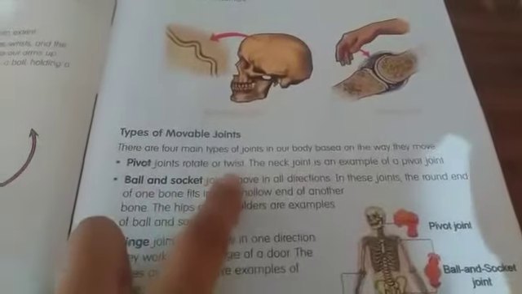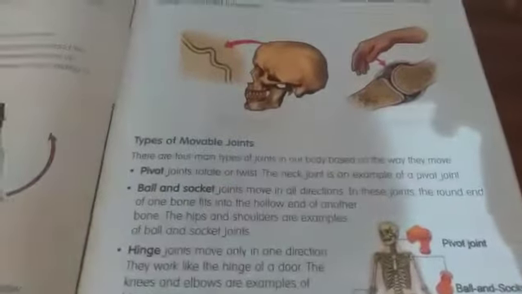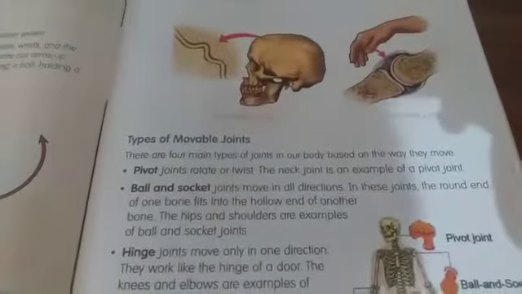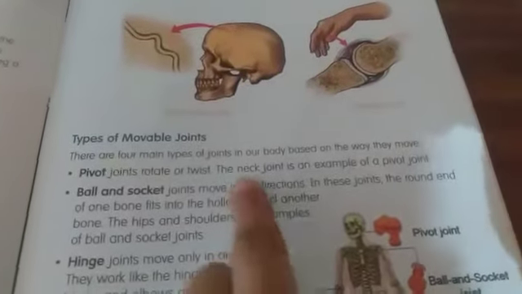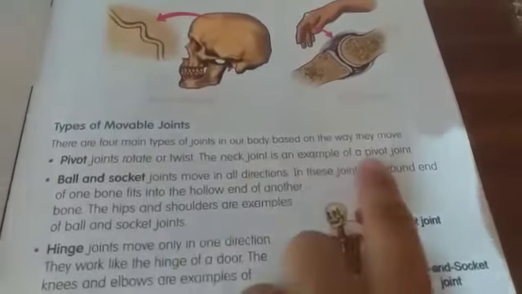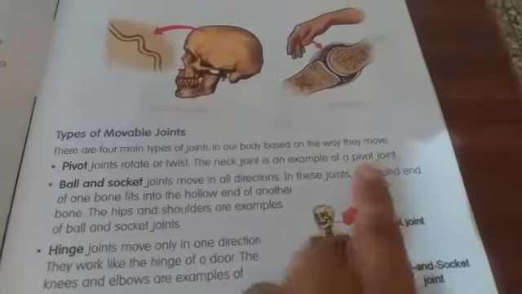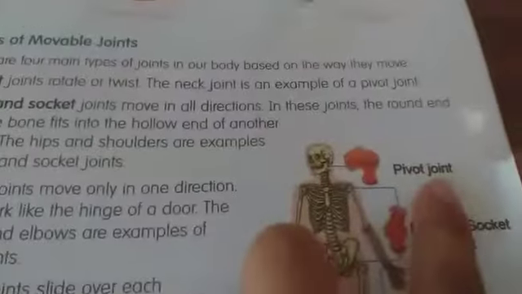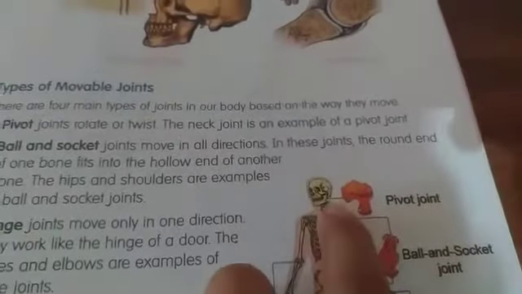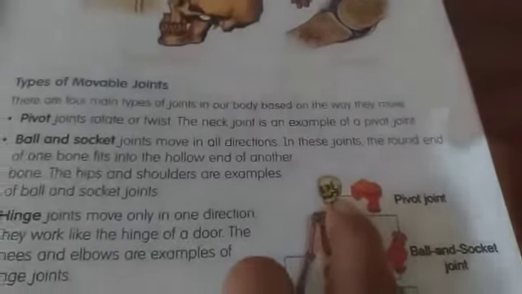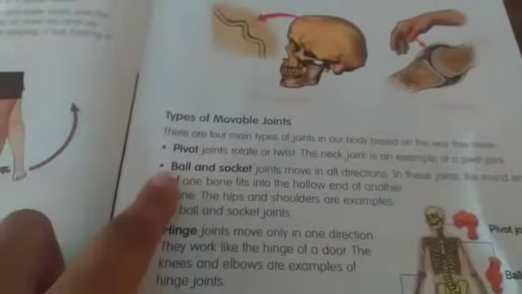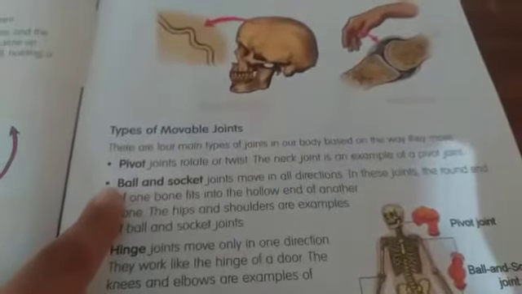The pivot joint can rotate and twist. It means this joint can rotate and twist, move around. Now look here, what is the example of the pivot joint? The neck joint is an example of the pivot joint. So the example is the pivot joint. You can see here that it is a pivot joint and the neck region is this, so it is a pivot joint.